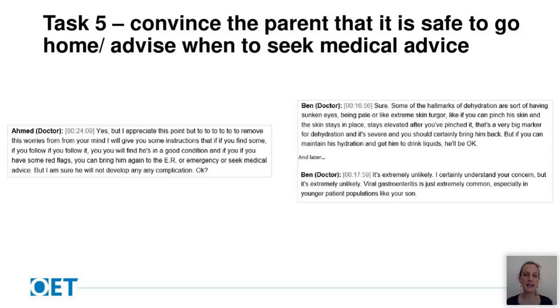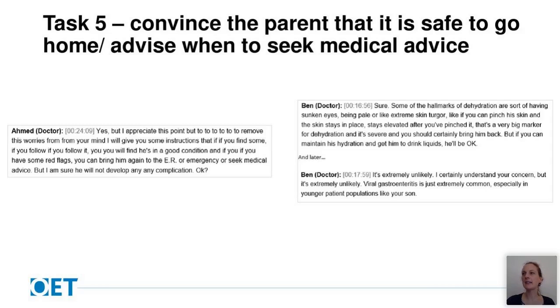The doctor on the right-hand side gave very clear examples of when the parent should seek medical advice, including what I thought was a really good explanation of skin turgor. He didn't assume that as a parent I would know what that was, and it was a very simple test that I would have been able to replicate myself as the parent for my son. Also, a little bit later, he was quite firm and confident in his response, which would have convinced the parent to go home with her son.